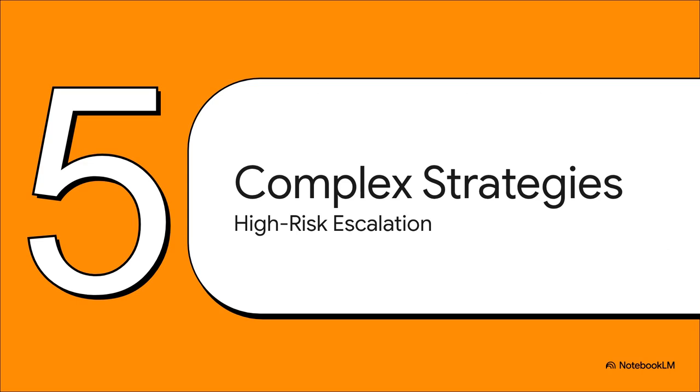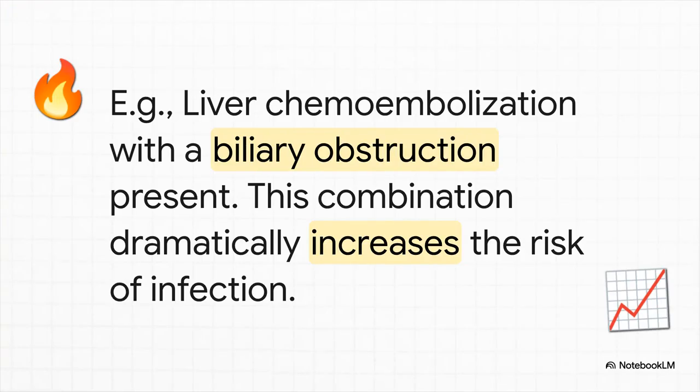But what about when things get complicated? When we're moving beyond these standard procedures into really high-risk territory? Well, that's when a single pre-procedural dose just isn't going to cut it. So imagine this scenario. A patient is getting a liver tumor treated with something like radiofrequency ablation or chemoembolization. And on top of that, they either have a biliary obstruction or a prior biliodigestive anastomosis. That combination just sends the infection risk through the roof, and it demands a much more aggressive prophylactic plan.